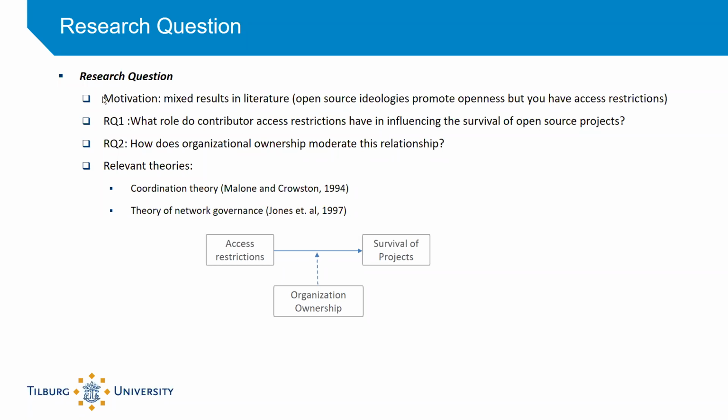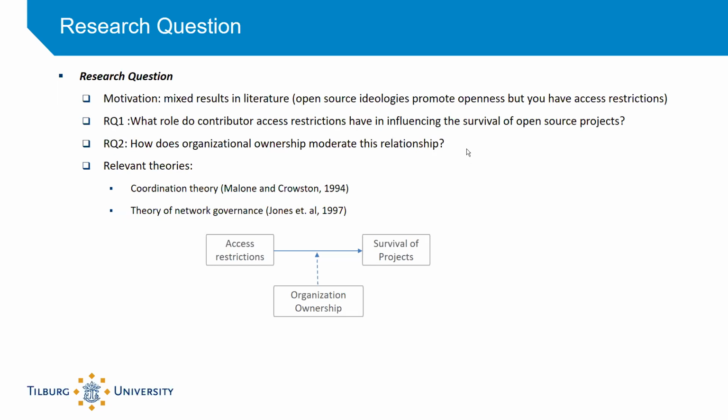So the main motivation for the research was that there are mixed results and understanding. Open source ideologies suggest openness, but community research from communities of practice and governance says that access restrictions are in fact important for projects. So then I add another research question: how does organizational ownership moderate this relationship? You asked in the beginning how you create new knowledge. This is a nice way to create new knowledge, by adding a new contextual specification.